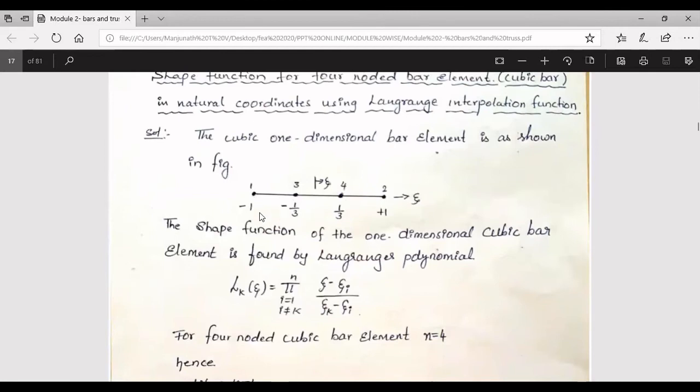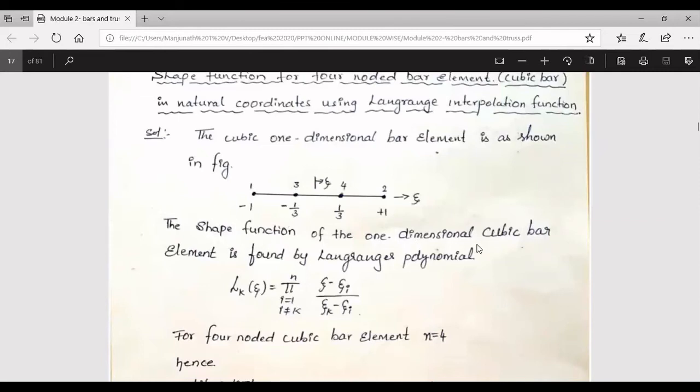At node number 1, the value is minus 1. At node number 2 it is plus 1. The element always varies from minus 1 to plus 1. Then in between there are two nodes, node number 3 and node number 4. You should know their values too. The element is divided into 3 equal parts, from here to here is one of the parts, so at this particular node you can get the distance from 0 as minus 1 by 3.